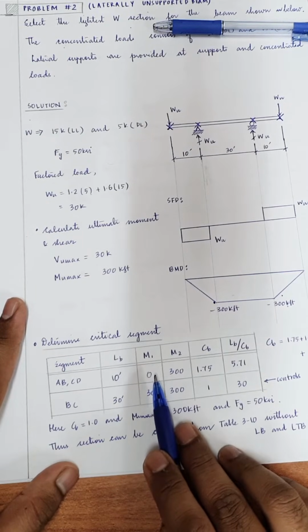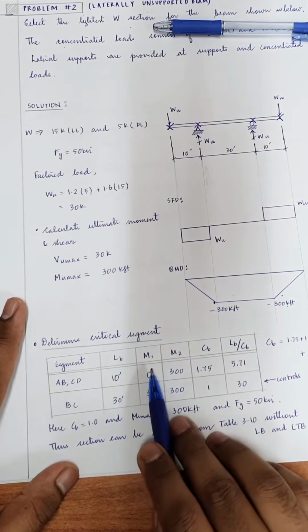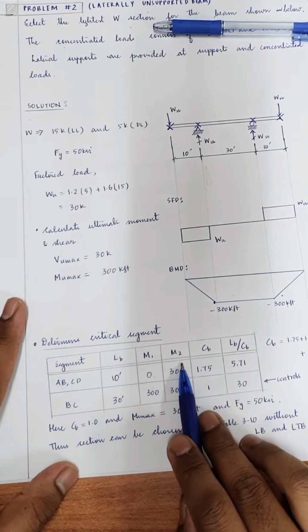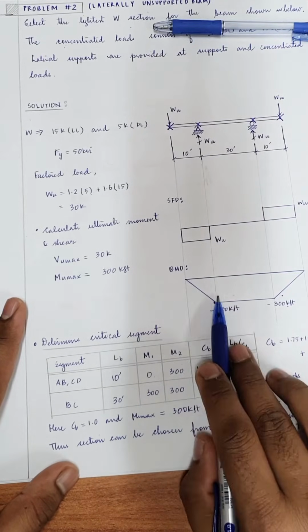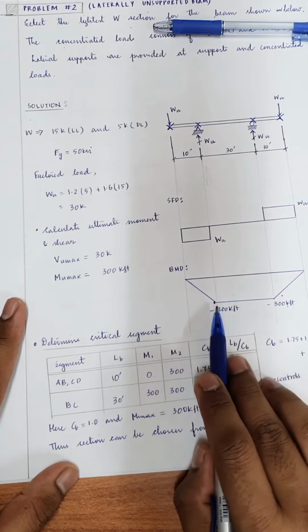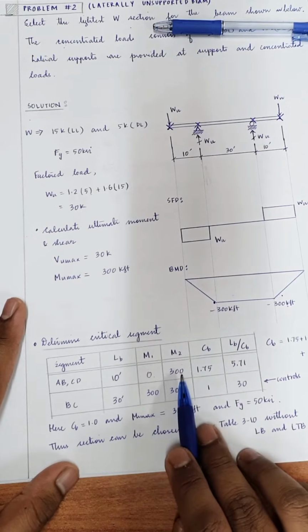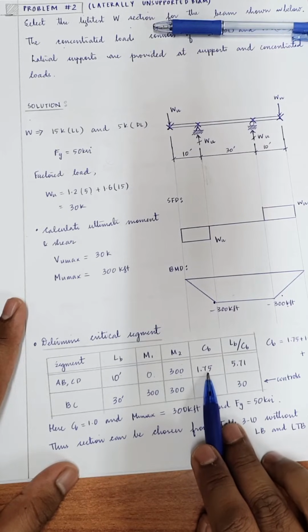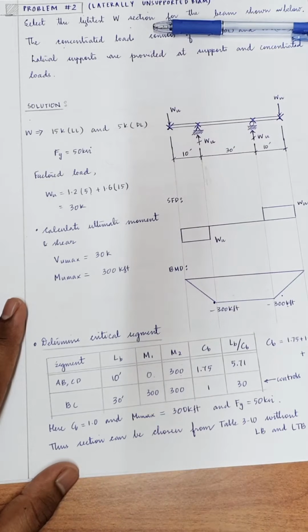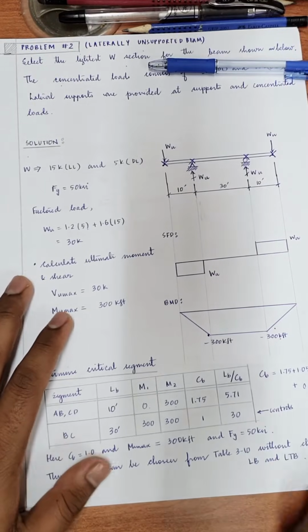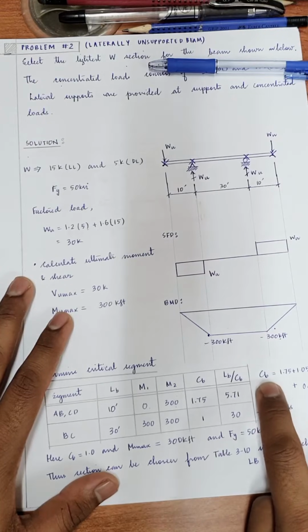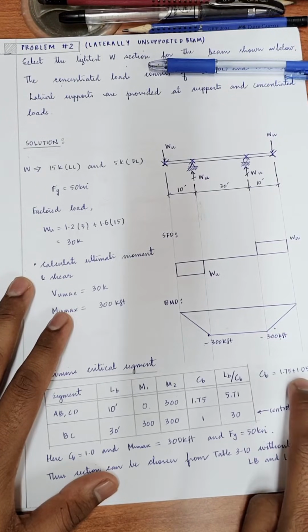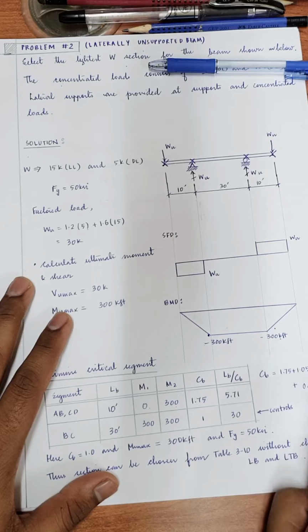M0, M1 is the smaller moment and M2 is the larger moment. So in this segment, 0 and 300, and the CB value can be calculated as 1.75. Let me show you how. CB can be calculated using this equation: CB is equal to 1.75 plus 1.05 M1 over M2 plus 0.3 M1 over M2, this whole squared.